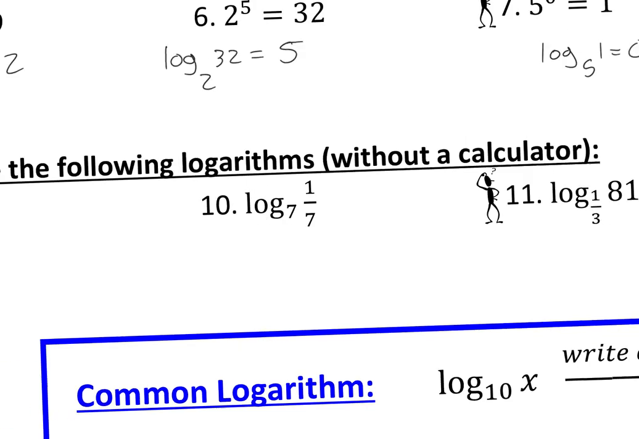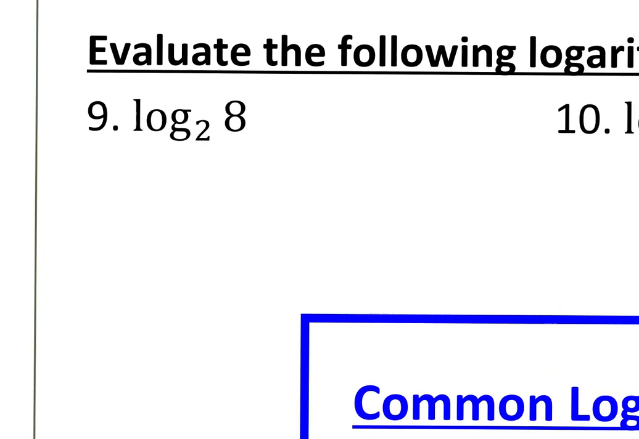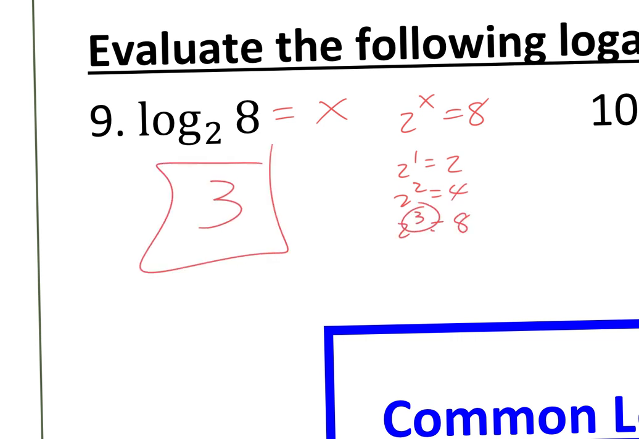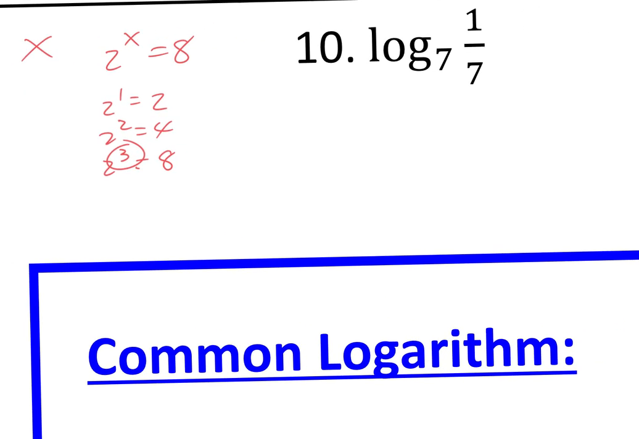All right, now let's try to evaluate these. And sometimes it helps if we can rewrite it. So on this one, if I was to say this equals x, and I was to rewrite this in exponential form, I'd say, okay, so that means 2 to the x equals 8. And this might help you figure out what the answer is, because then you can think, okay, 2 to what power equals 8? Well, 2 to the 1 equals 2, 2 squared equals 4, and 2 cubed equals 8. So 3 must be my answer. So the answer here is just 3. So rewriting it can help you evaluate it sometimes.